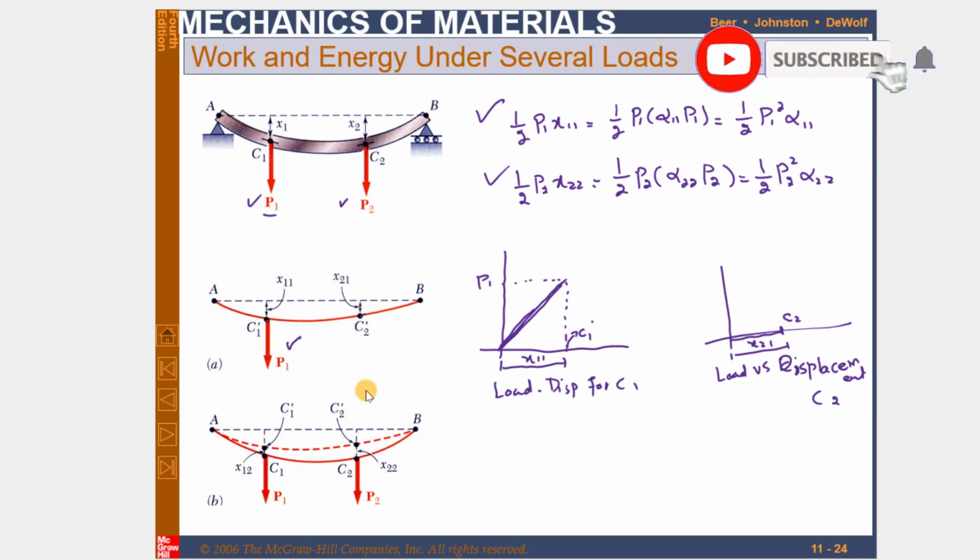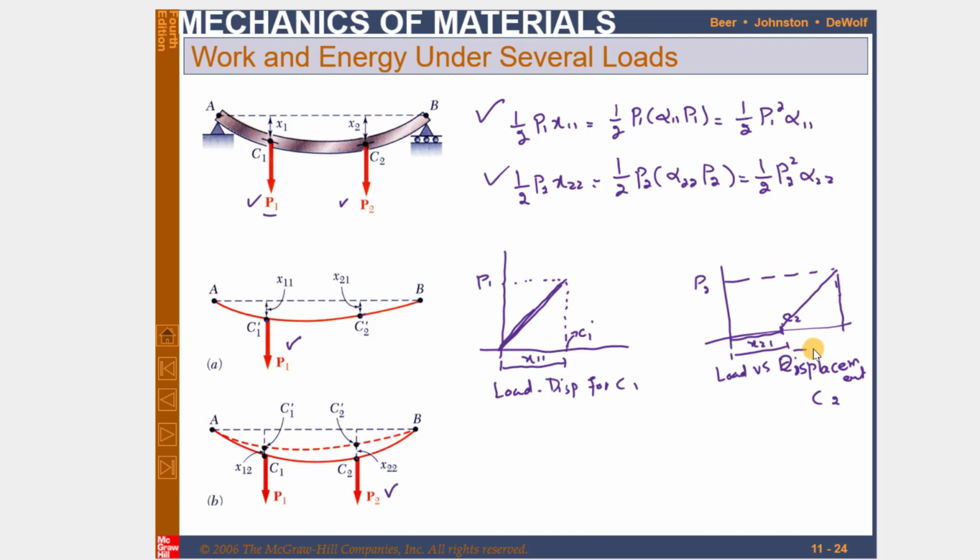Clear? Now you can see if you apply a load at point C2, this load is P2. Now C2 dash will further move to C2. Due to the slightly increasing load of P2, there will be a displacement that is known as x22.